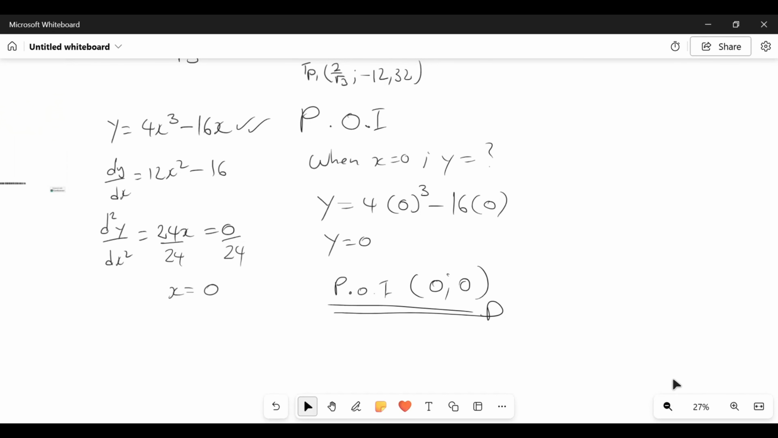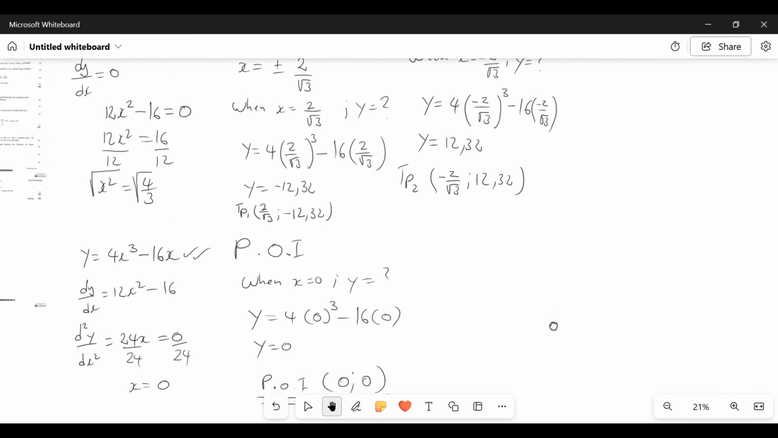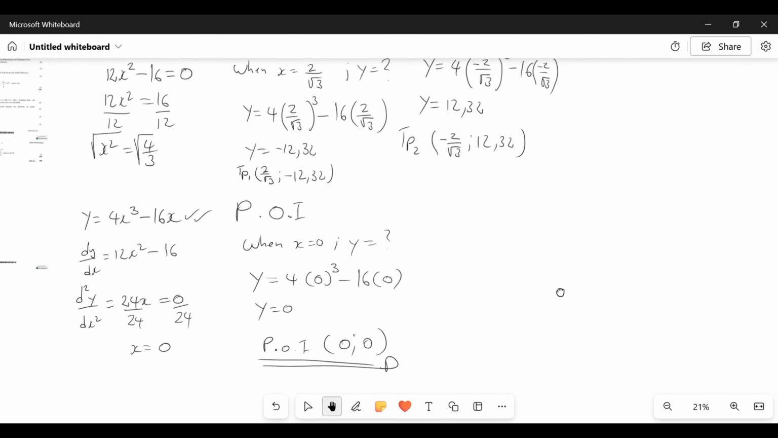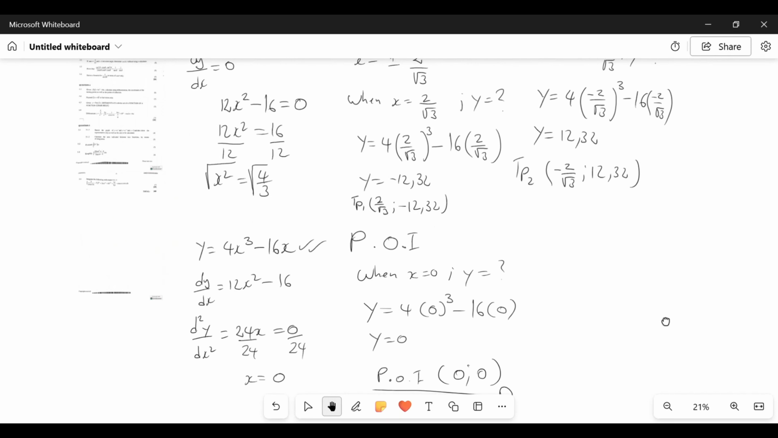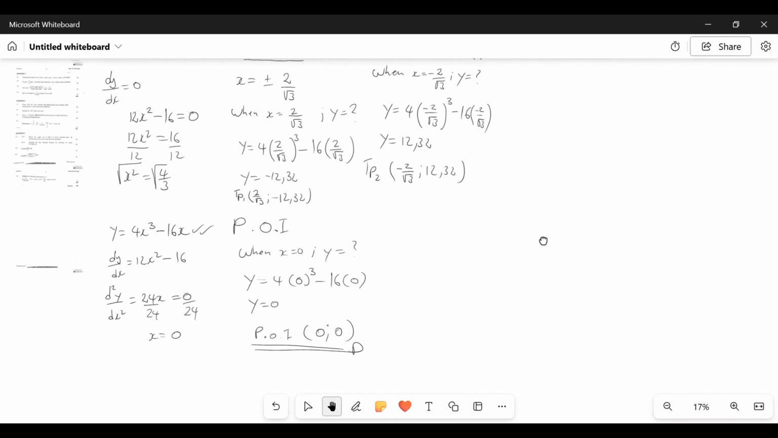So the question here, guys, they never specified whether to distinguish which of these two turning points is supposed to be maximum or minimum. So if they don't ask you this, guys, it's best not to do it. Remember, time is not on our side. But if you have enough time, you can do it, guys. You can do it to distinguish between the two, which one is maximum, which one is minimum.